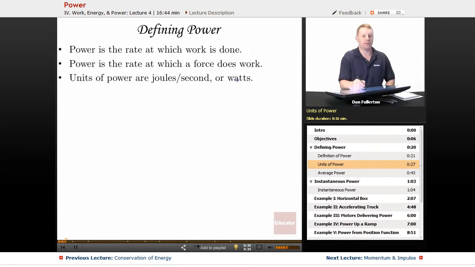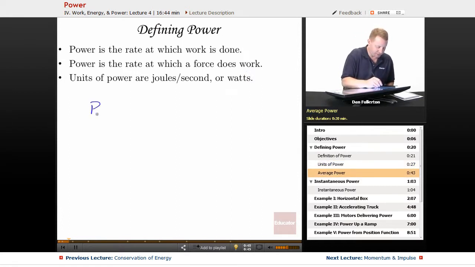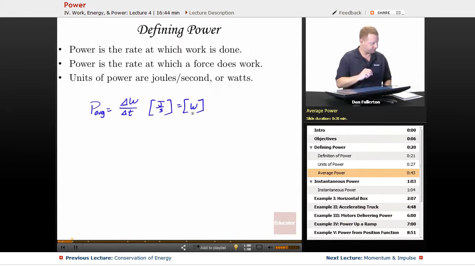Gotta be careful, capital W in watts can look like capital W for work, so you gotta know what you're talking about, whether it's a unit or whether you're talking about the quantity work. Power, if we want to define average power, is the change in work, or the amount of work done, in some amount of time. Units, as we said, are joules per second, or watts.